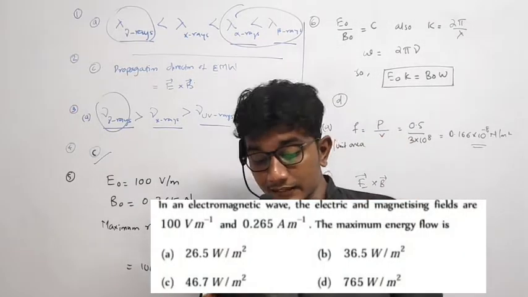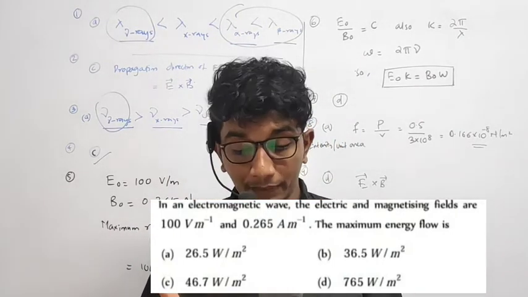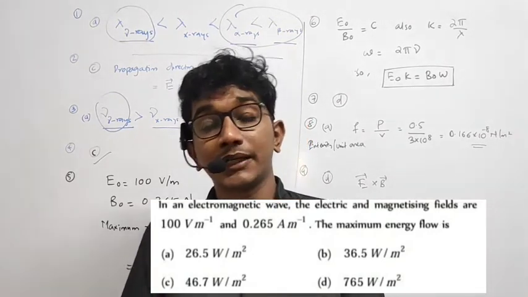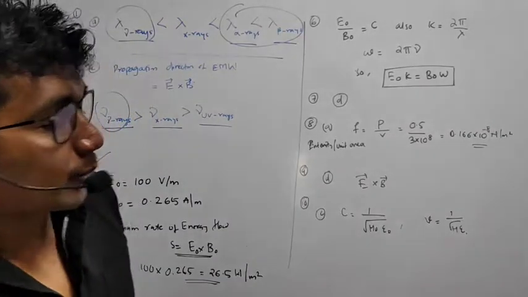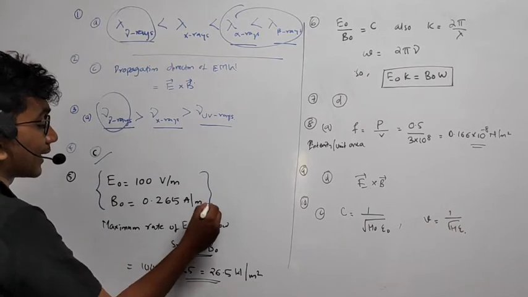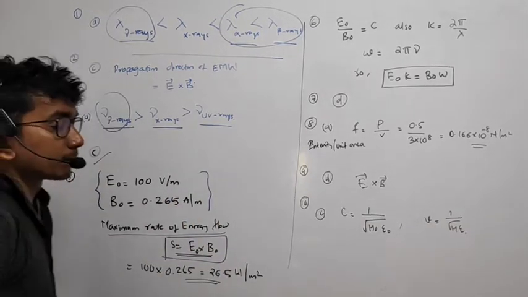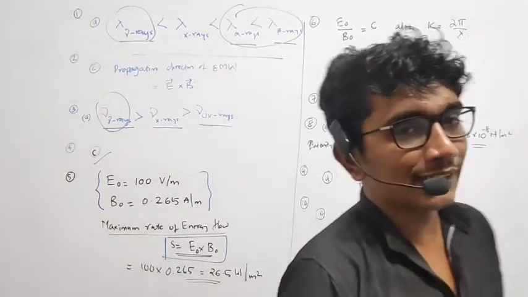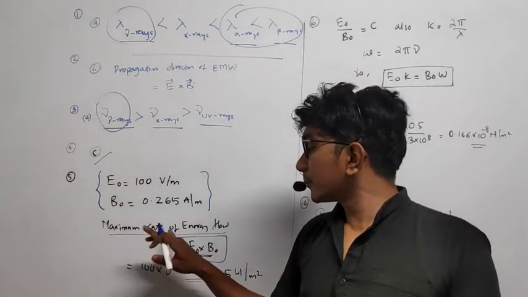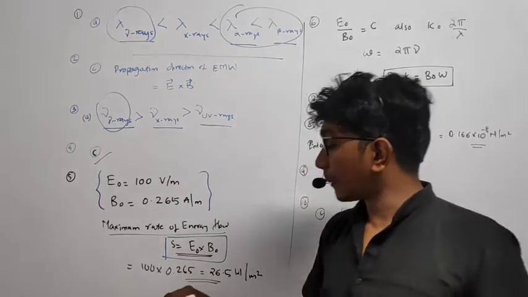In an electromagnetic wave, the electric and magnetic fields are given as 100 volt per meter and 0.265 ampere per meter. The maximum energy flow is. So please listen, it's a very simple question. If we have maximum electric field and magnetic field, then the maximum rate of flow equation will be E0 into B0. So the maximum rate of energy flow equation will be E0 into B0. So you just multiply both the values.